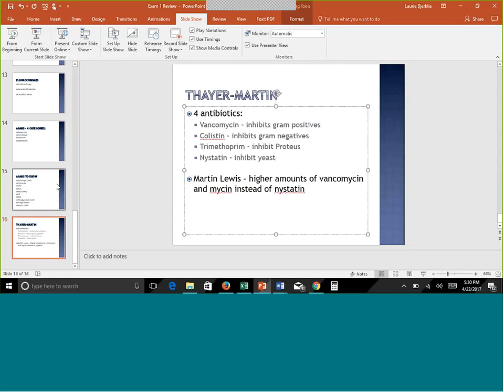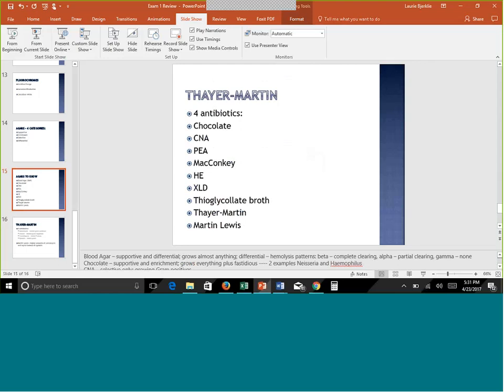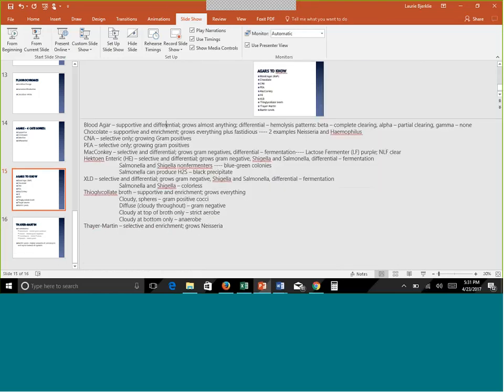Now the other agar that was last on the list was Martin Lewis. It's very similar to Thayer-Martin. Again, if we go back over here, Martin Lewis is, here I'll write it out, again selective and enrichment because it is only looking for Neisseria. So it as well has 4 antibiotics in it.